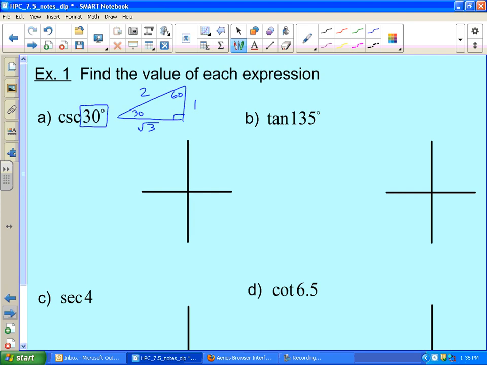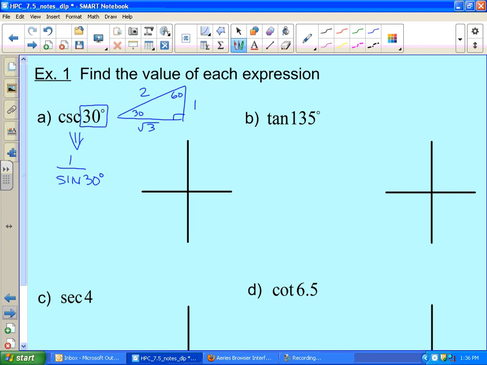Then I simply say, where am I? 30 degrees, quadrant 1. My answer is going to be positive. Then I do this. I don't have a cosecant button on my calculator, so what do I do instead? I write this as 1 over the sine of 30, because that's what a cosecant is. It's the reciprocal of a sine.